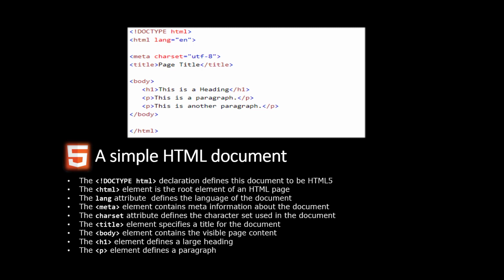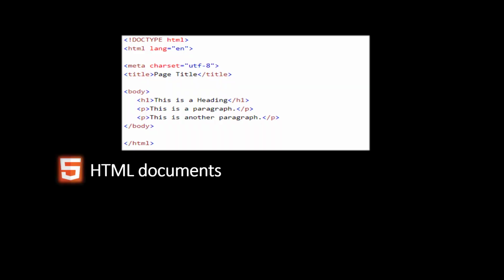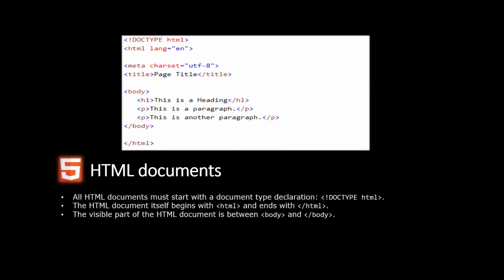The body element contains the visible page content. The H1 element defines a large heading. The P element defines a paragraph. HTML documents. All HTML documents must start with the document type declaration, like doctype HTML. The HTML document itself begins with <html> and ends with </html>. The visible part of the HTML document is between <body> and </body>, the end tag.